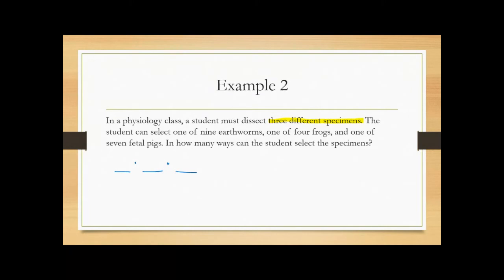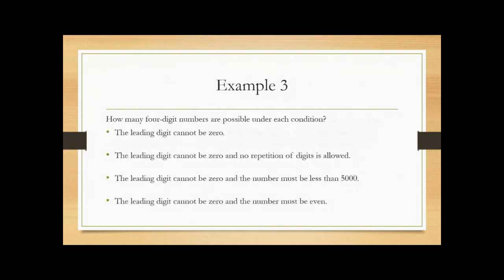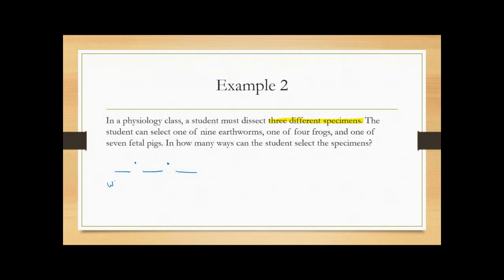And then I go through to see, okay, what are my choices? Well, we could have earthworms. Oops. Apparently my pen turned off. So I'm going to label this as the number of earthworms I can choose from, frogs, and then pigs. And now I'm going to put in how many I have of each to choose from. So there are 9 earthworms, so I'm going to put 9 there. Then we have 4 frogs to choose from and 7 fetal pigs to choose from. So 9 earthworms, 4 frogs, 7 pigs.